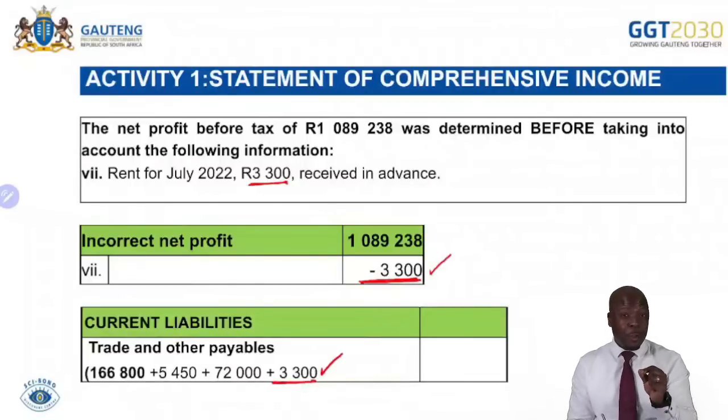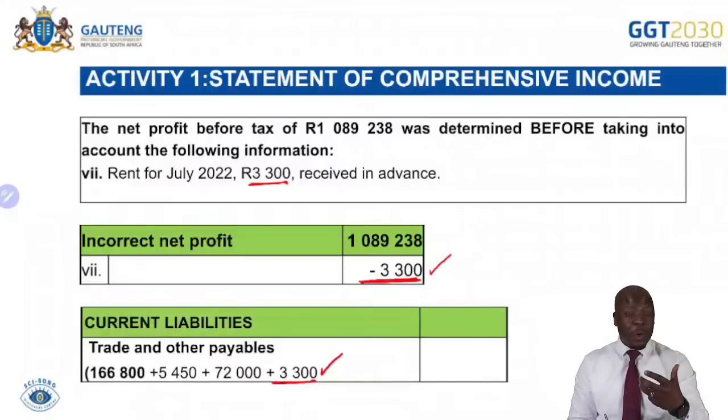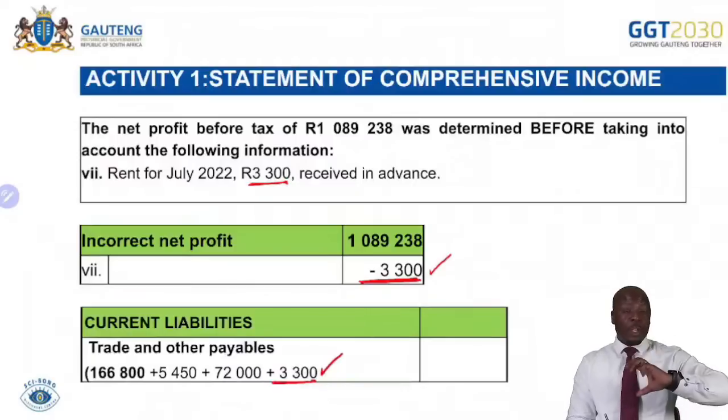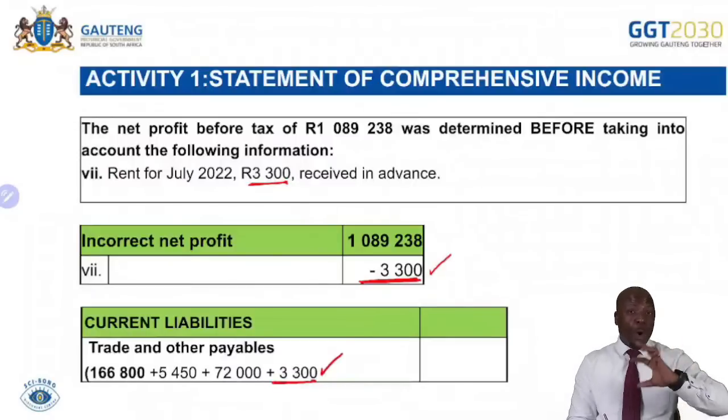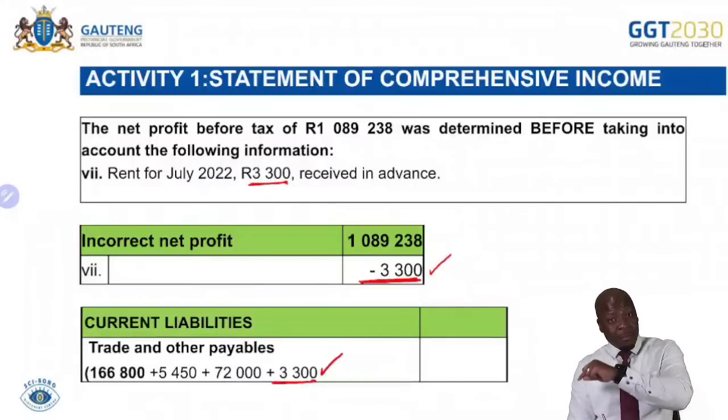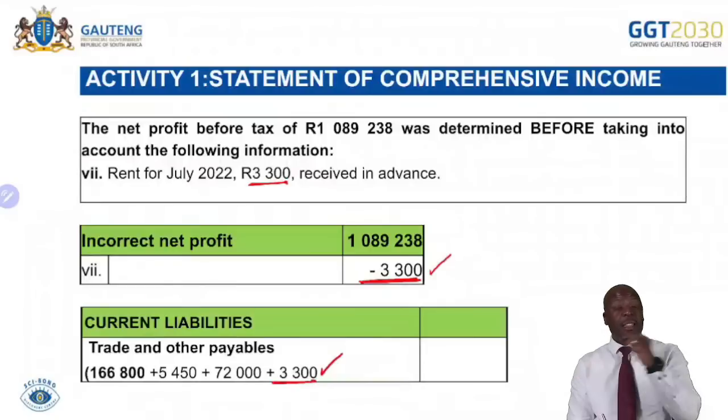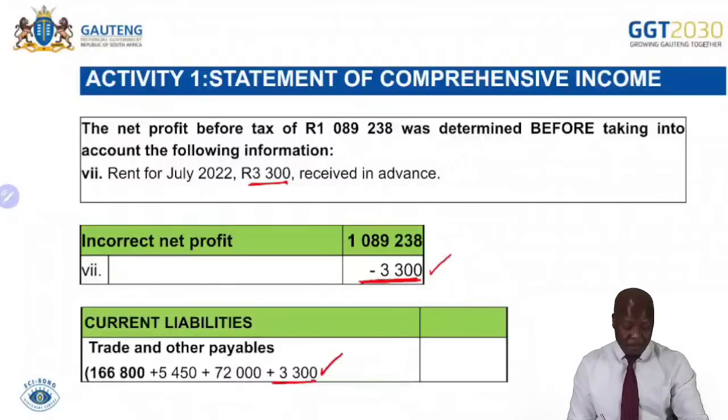I want to encourage you. If an examiner brings such a question, you must be able to do the two at the same time: your statement of comprehensive income, or the calculation of correct net profit, while keeping in mind that you are also answering the statement of financial position. Either it's the assets or it is the equity and liabilities section. Okay, can we move on?